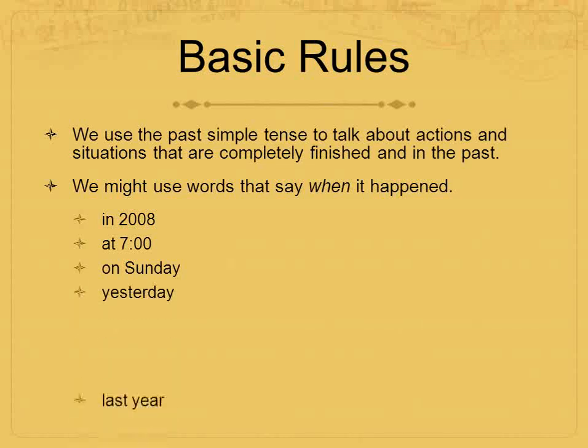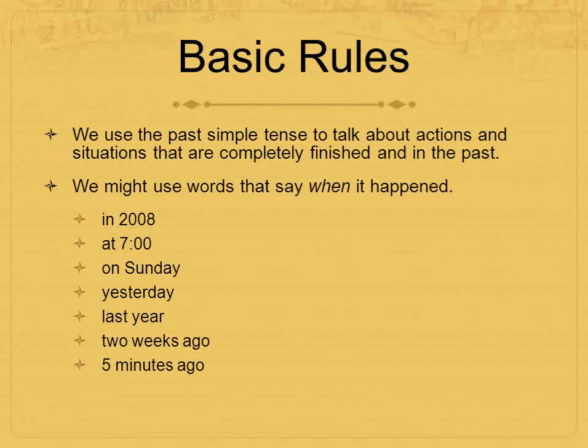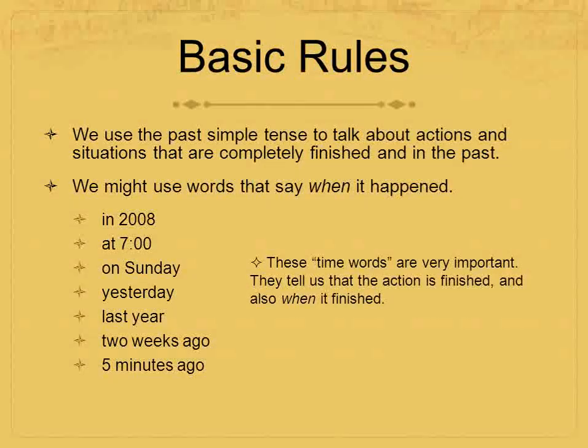Some basic rules. We use the past simple tense to talk about actions and situations that are completely finished and in the past. We might use words that say when it happened, and these involve times, usually. So things like in 2008, at 7 o'clock, on Sunday, yesterday, last year, 2 weeks ago, 5 minutes ago. These time words are pretty important because they tell us that an action is finished and also when it finished.